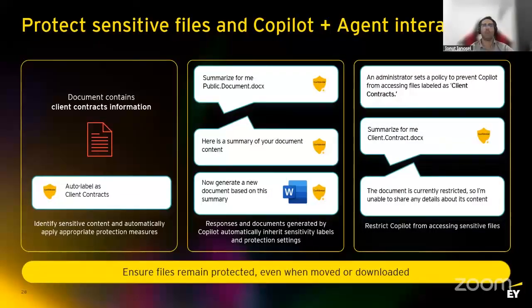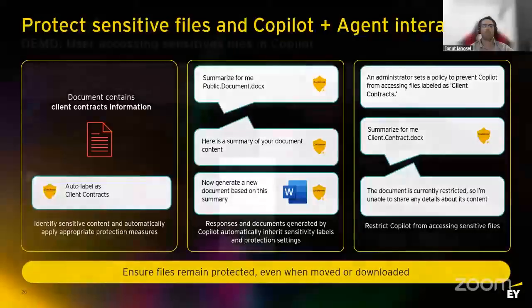And then as policy enforcement in the third step, if the same user tries to summarize a confidential document, such as a client contract, the Purview product will have the capability to check the sensitivity label and will block Copilot from accessing the file, and the user will see something like, the document is currently restricted, so I'm unable to share any details, right?